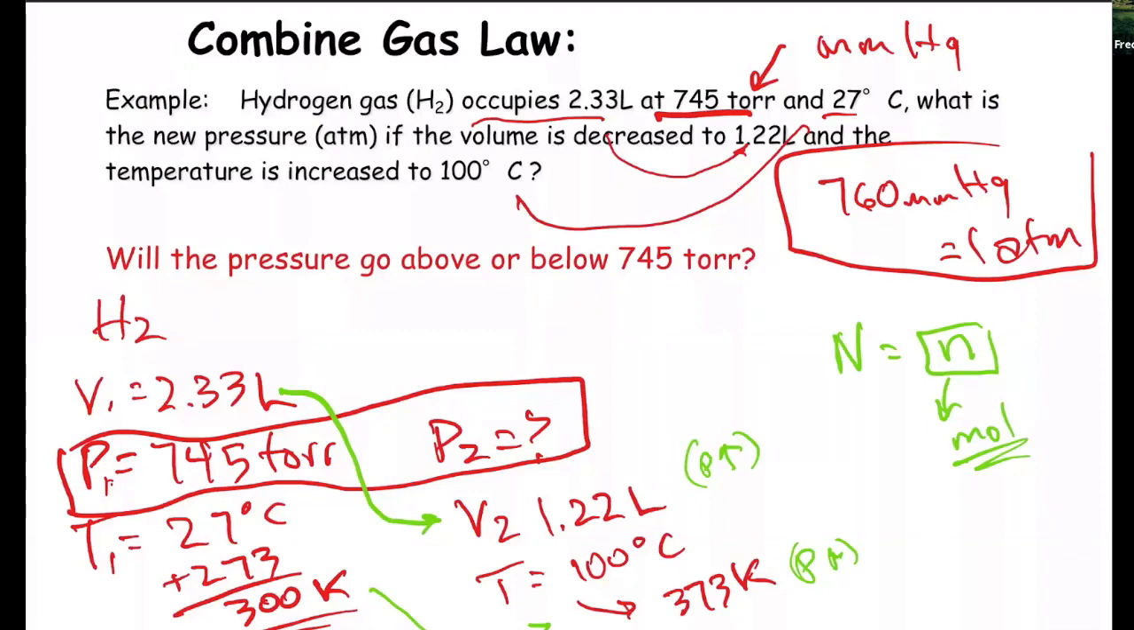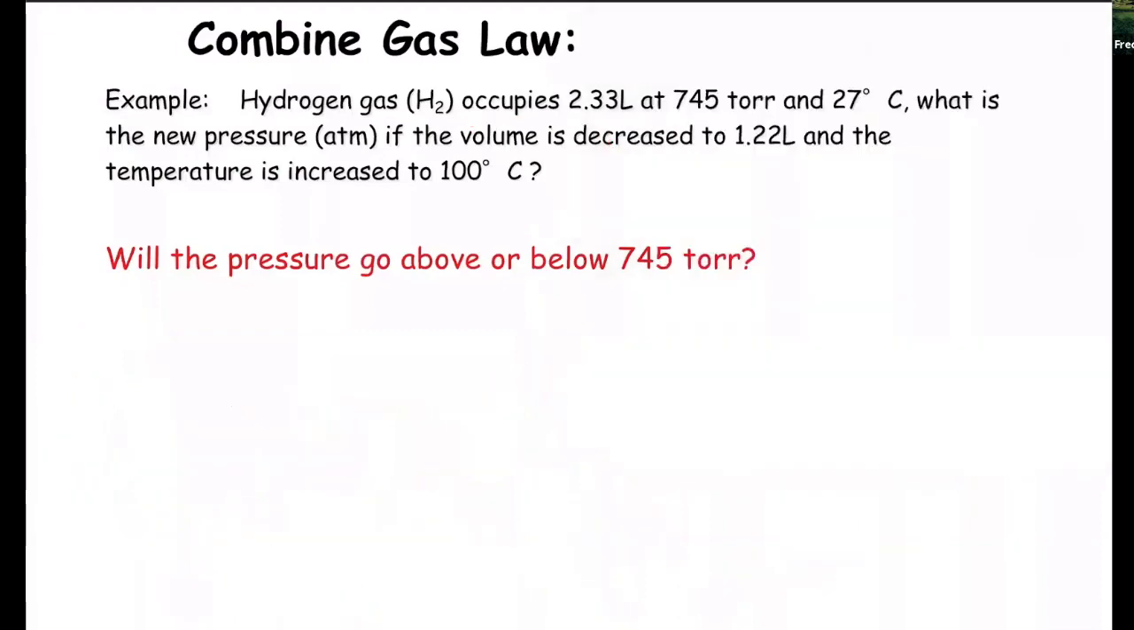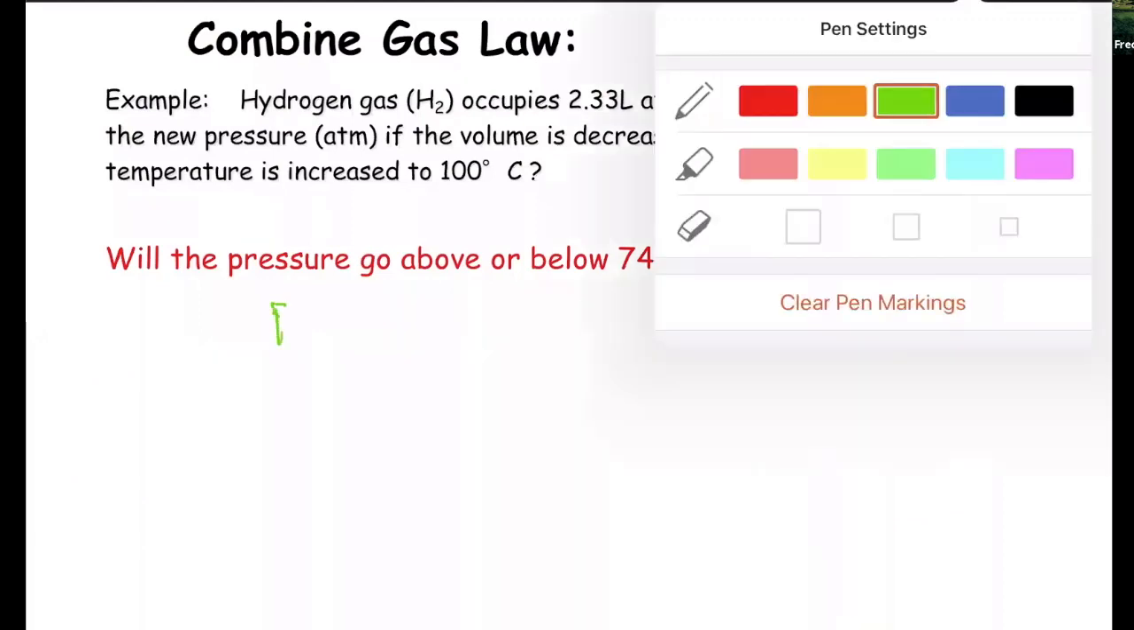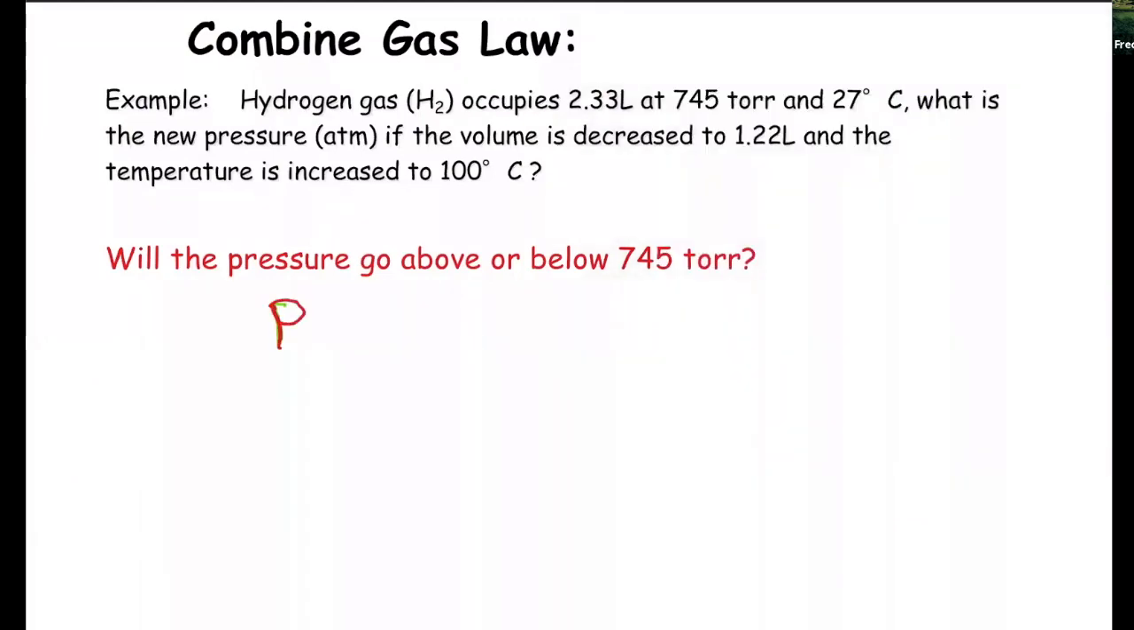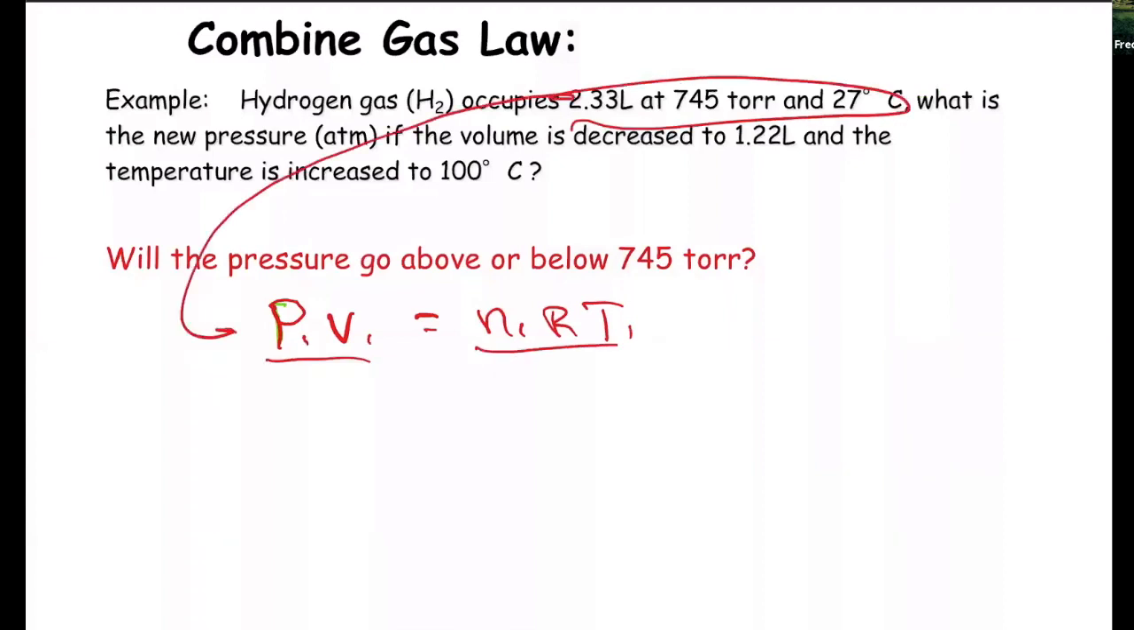So moving on, we now have an idea that this is a condition 1, condition 2 problem. Let me clear up some space here. So we know it's P1 V1 equals n1 R T1. That's the set of conditions right here. We also know that we have P2 V2 equals n2 R T2.